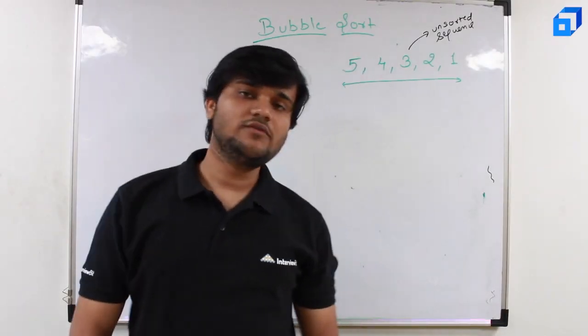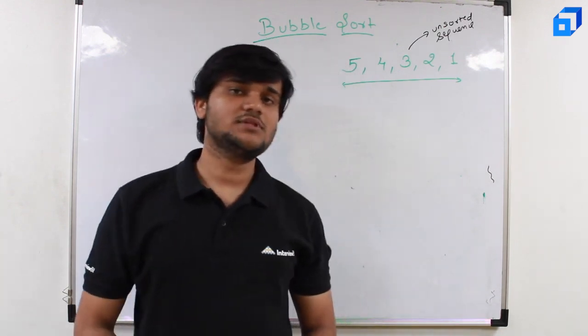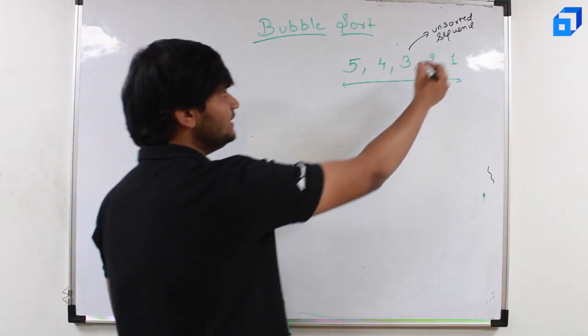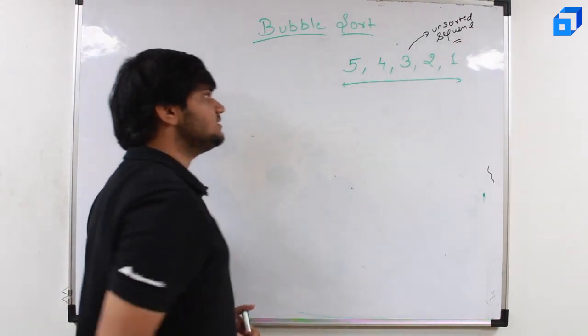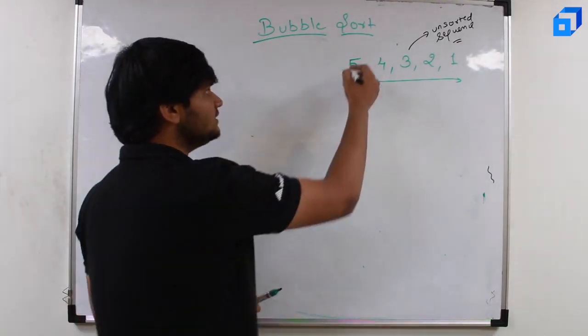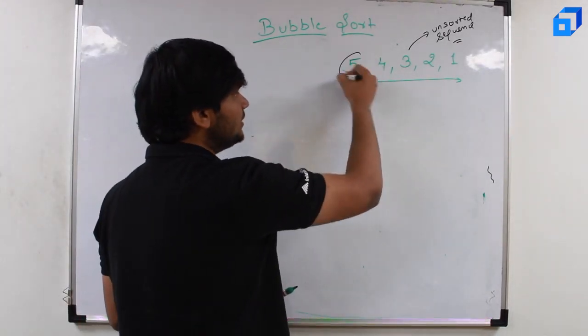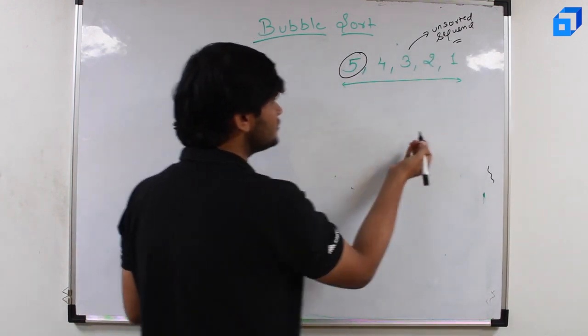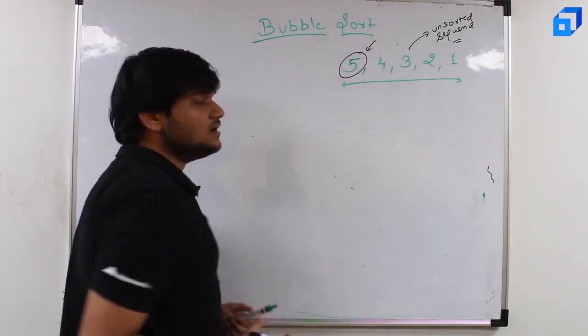Hello guys, so today we are going to discuss another sorting algorithm, that is bubble sort. So what bubble sort says is that if you are given any unsorted sequence of integers, the bubble sort algorithm will try to bubble up the largest possible number in the whole unsorted sequence. Here you can see that currently in this unsorted sequence 5 is going to be the largest number.